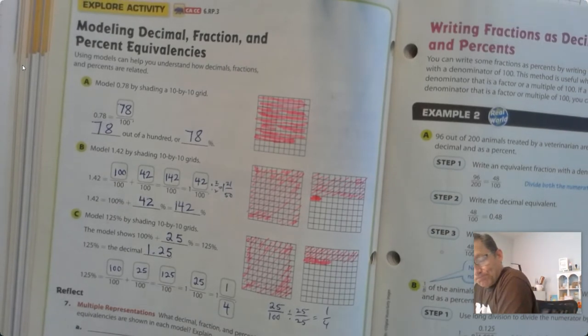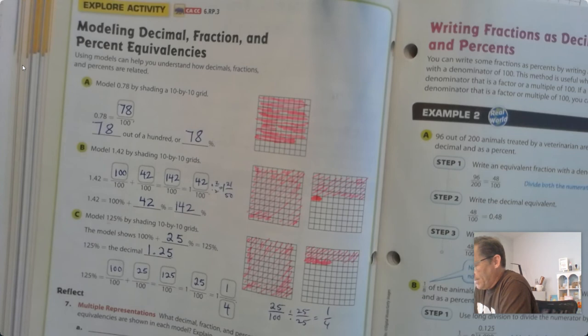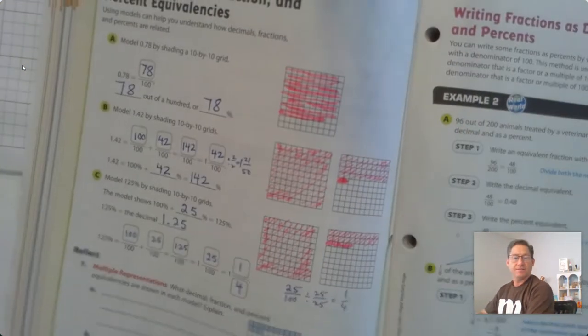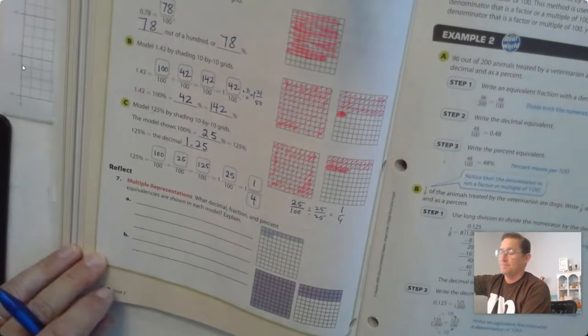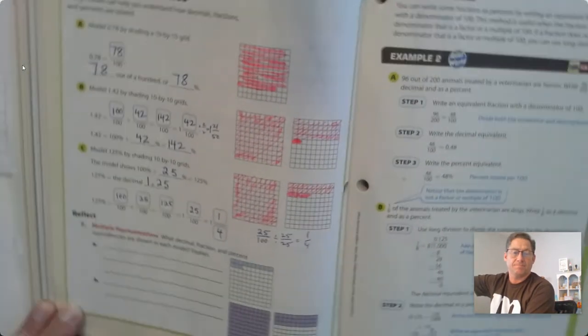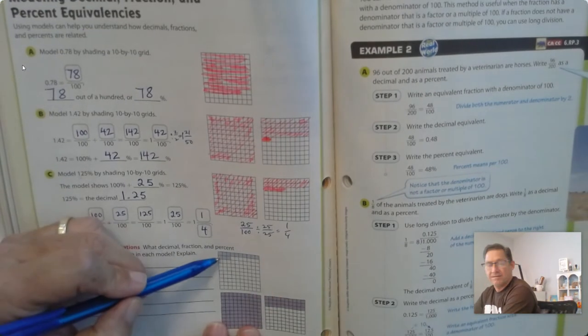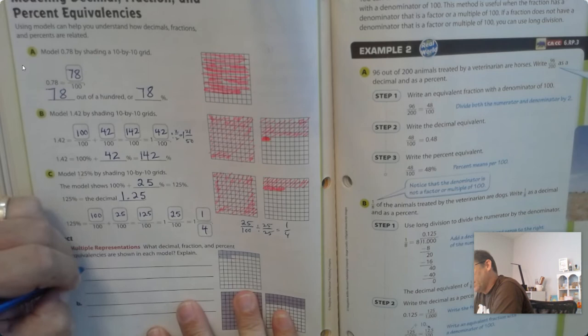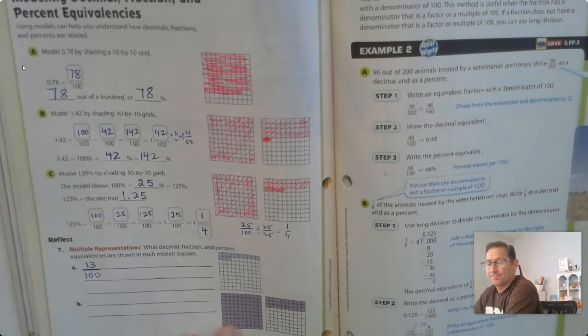All right, number 7. What decimal, fraction, and percent equivalencies are shown in each model and explain? Okay, well, let's start with just counting the number of squares in the grid. Okay, in A, I have 10 plus 3. So I have 13 out of 100.